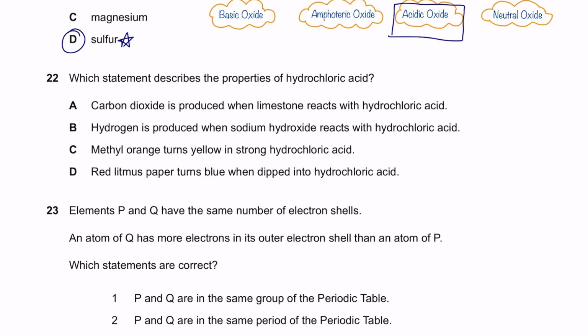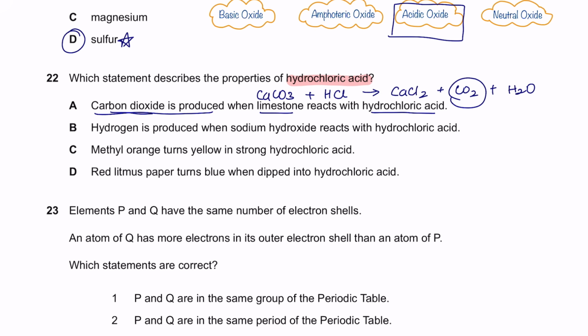Next, question 22. Which statement describes the properties of hydrochloric acid? Carbon dioxide is produced when limestone reacts with hydrochloric acid. Limestone is calcium carbonate reacting with hydrochloric acid. You will get calcium chloride, carbon dioxide, and water. So carbon dioxide is produced is indeed correct. The answer is A.